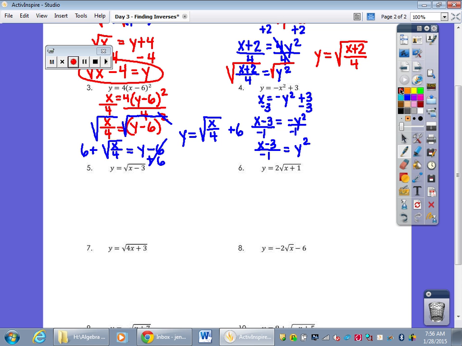And then you would take the square root of all of that. So y would equal the square root of (x minus 3) divided by negative 1. Now, you can simplify this. You can divide each of these by negative 1 and actually get the square root of negative x plus 3, because x divided by negative 1 is negative x, and negative 3 divided by negative 1 is positive 3.